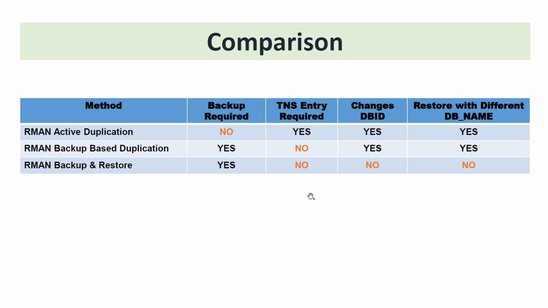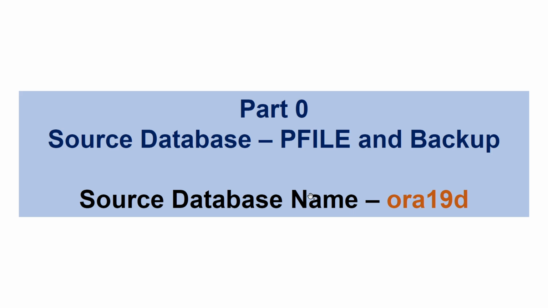Now that we have seen the comparison, let's proceed with the actual lab. There are four parts actually. Part 0 is on the source database, what we need to do on the source database. And then there are part 1, part 2 and part 3, which will talk about how to restore. So we will first do the activity on part 0 and then we will continue with part 1, part 2 and part 3.